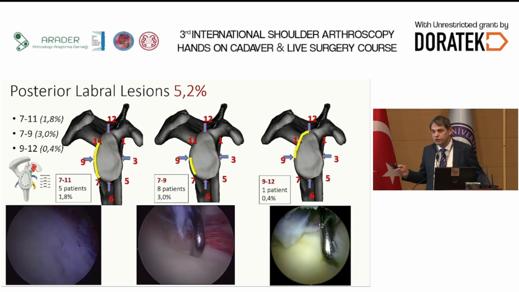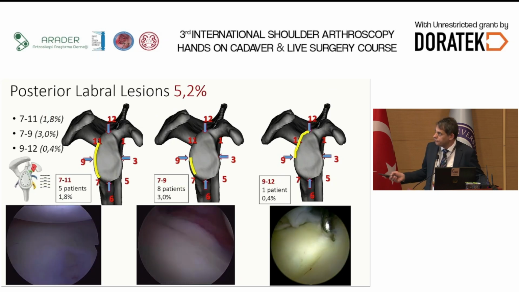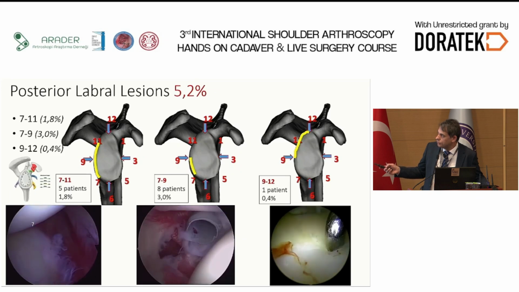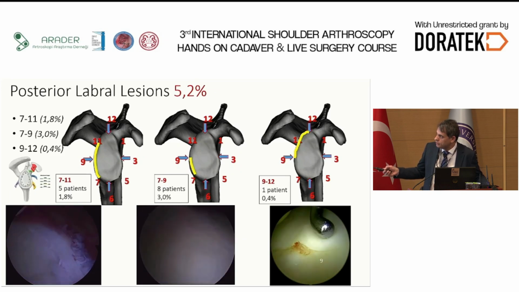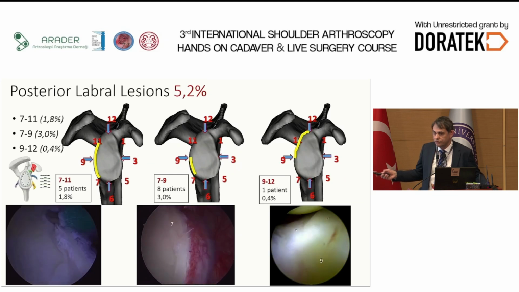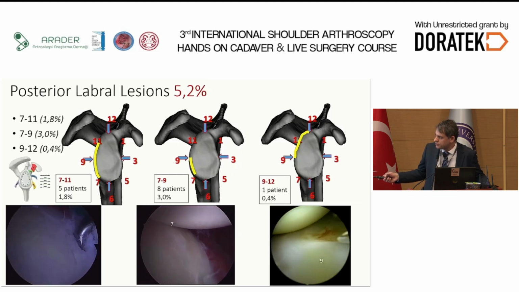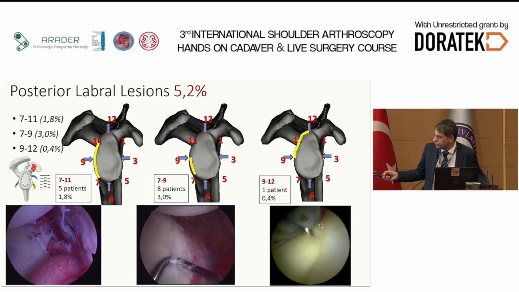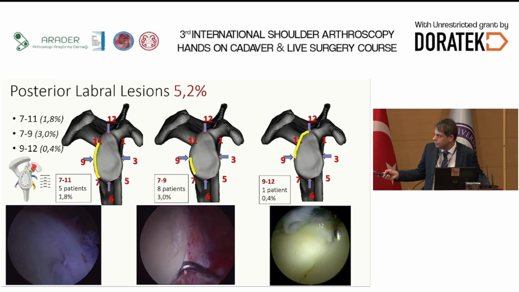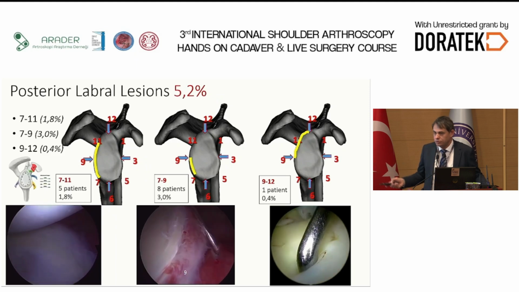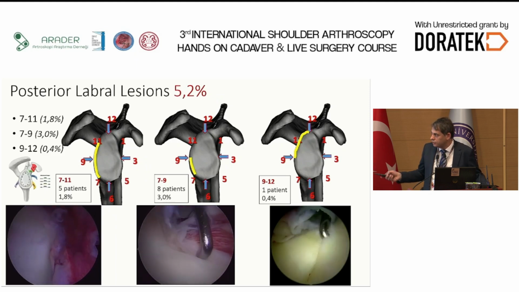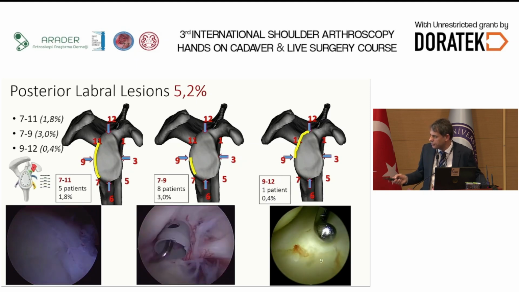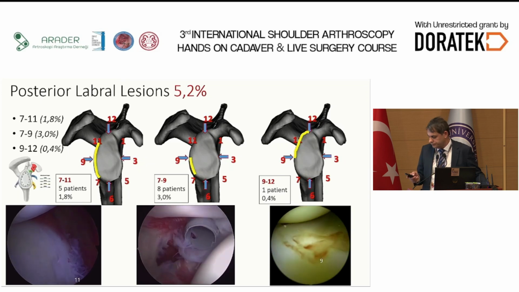These are the isolated posterior labral lesions. 55% of the lesions are only on the posterior side. But there are also variations on that. It can start from 7 o'clock to 11 o'clock, or from 7 o'clock to 9 o'clock, or 9 o'clock to 12 o'clock. These are variations. The most seen is the 7 to 9 o'clock.